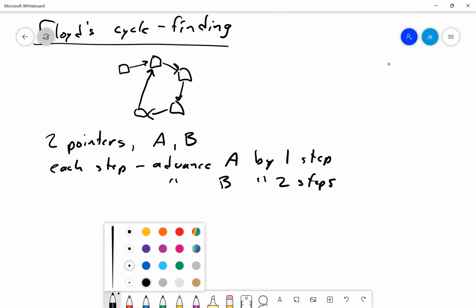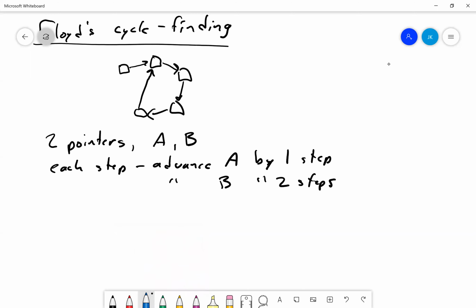So let's say that I have this graph up here at the top. I'll use it. So blue is going to be A and green will be B. So we start out and both of them are pointing right here at time 1. So this is time 1. Okay, so at time 2, we're going to advance A by 1 and we're going to advance B by 2.